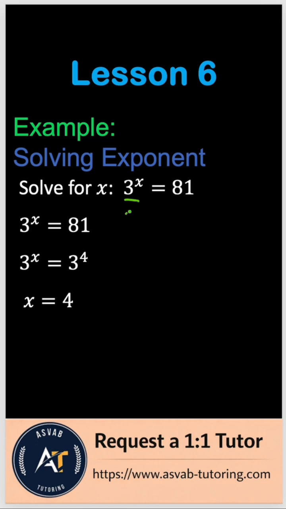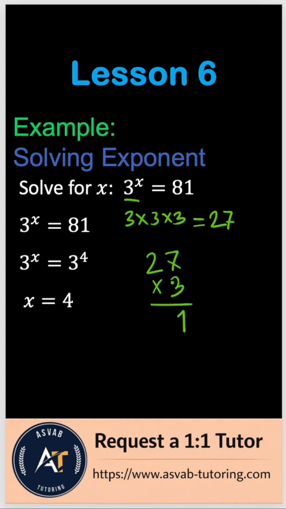Now, if we multiply 3 with 3, we get 9. Again, if we multiply 3 with 9, we get 27. And again, if we multiply 27 by 3, we get 3 times 7 is 21. We have 2 as carry. 3 times 2 is 6. 6 plus 2 is 8. So 81 can also be written as 3 to the power of 4. Now both the bases are the same, so we can eliminate them, which gives us x equals 4.